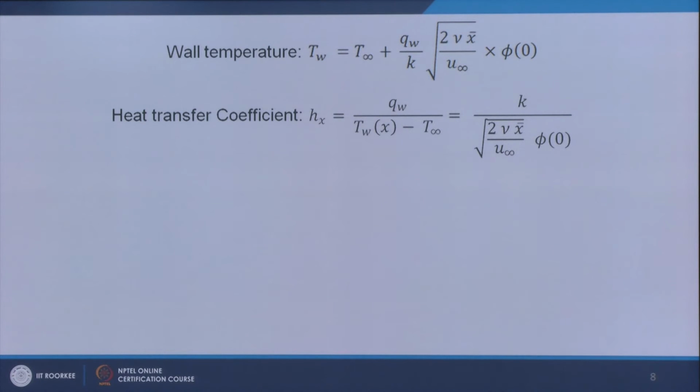Let us also see what the heat transfer coefficient hx is. So hx is nothing but, as we know, from the adjacent layer which will be taking the heat via convection, Qw, the wall heat flux which is constant, divided by Tw minus T infinity. Okay, so Tw we have already defined over here. So Tw can be found in this fashion. So this is k by root over of 2 nu x bar by U infinity into phi 0. Okay, so Tw minus T infinity can be found from here. So this term will come over here. So the heat transfer coefficient we can obtain in terms of phi only.